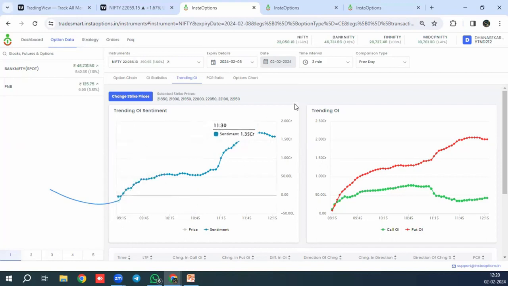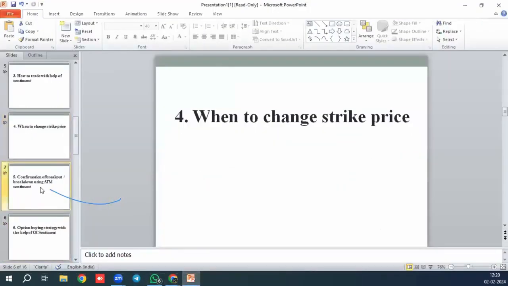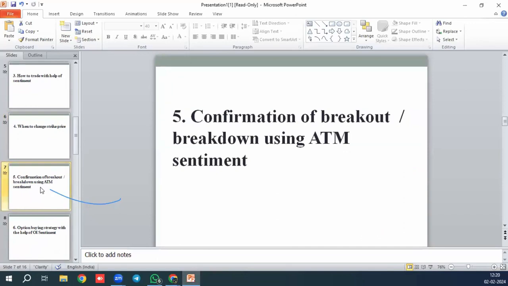So normally what we keep, after when market is open, after that, if market has shot up more than 1%, then we will change to analyze the present condition. Okay. So if you have any doubts, just post it in the chat box. And next one, we'll go to how can we go for confirmation of breakout or breakdown using ATM sentiment.